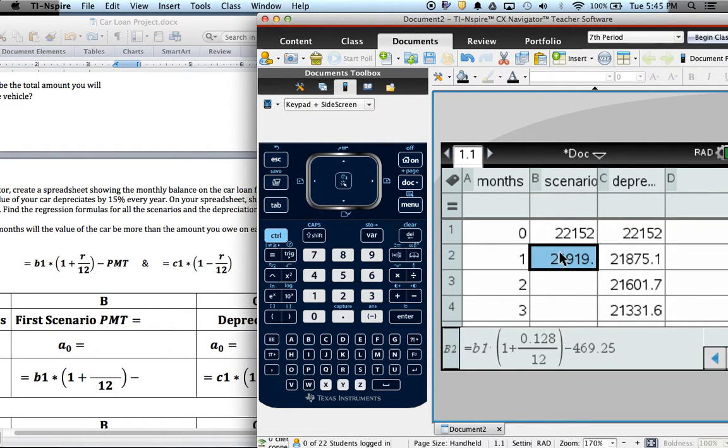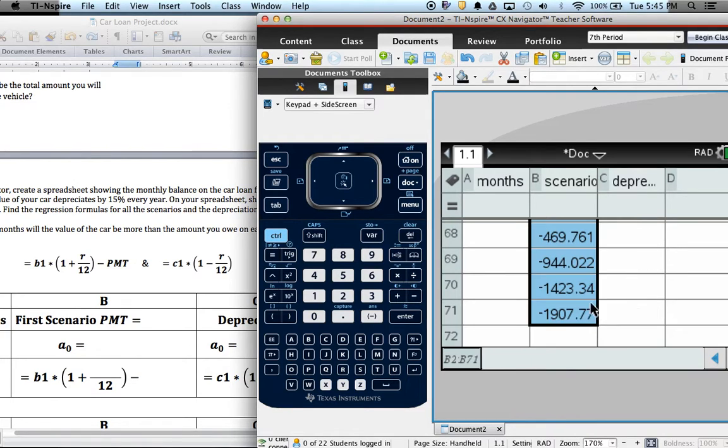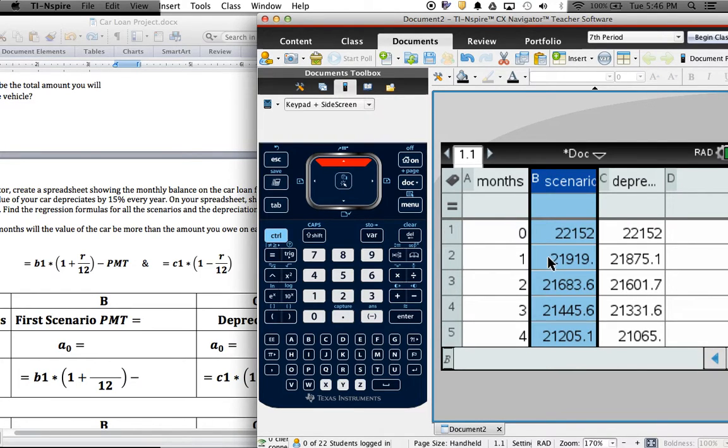So this column is going to give you the balance that you have left owing on your car. This is the value of the car. So if I extend that, I'm going to go ahead and extend it all the way down. Yes, I know my balance is negative there. That's because I went too far. There we go. All right, so now let's scroll all the way back up.